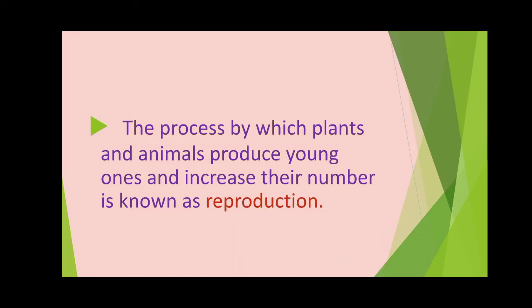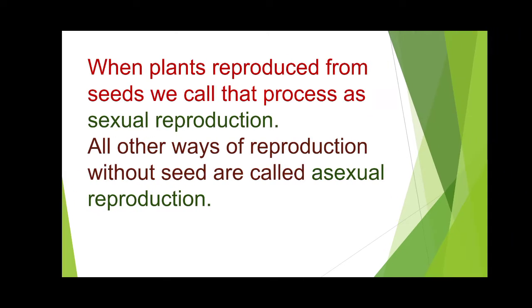What is reproduction? The process by which plants and animals produce young ones and increase their number is known as reproduction. Reproduction is of two types. When plants reproduce from seeds, we call that process sexual reproduction. All other ways of reproduction without seeds are called asexual reproduction.